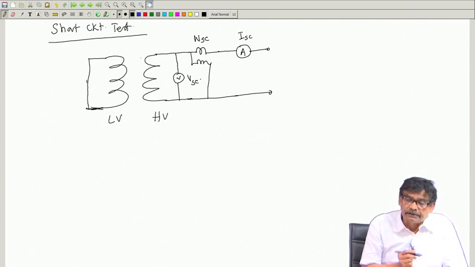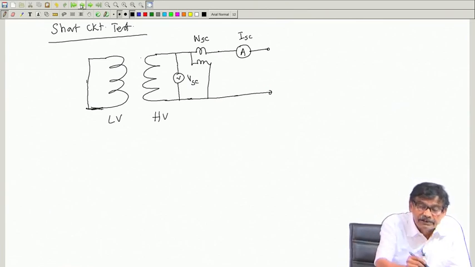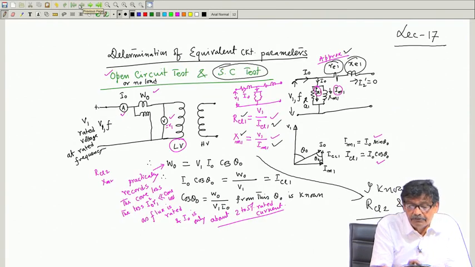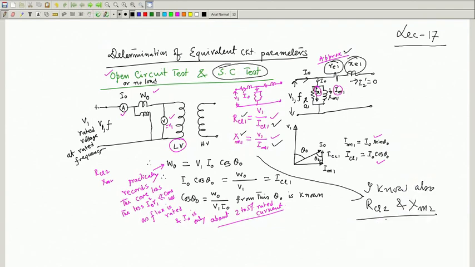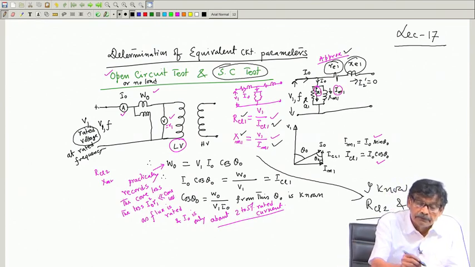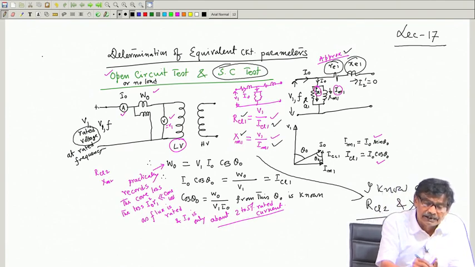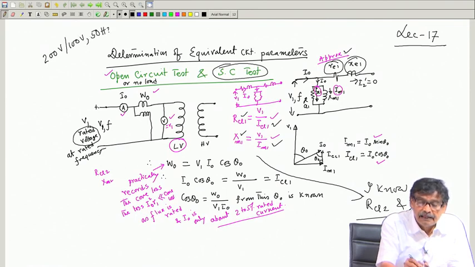Now, the question is how much voltage should I apply? During the open circuit test, which I carried out from the LV side, I applied rated voltage, mind you, rated voltage was applied. Suppose, let us take the same transformer, whose rating is 200 volt, 100 volt, 50 hertz and 1 kVA.